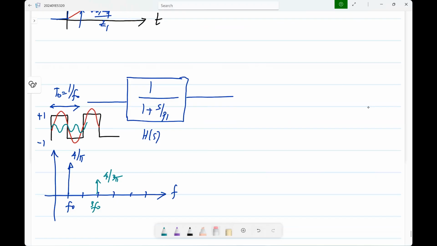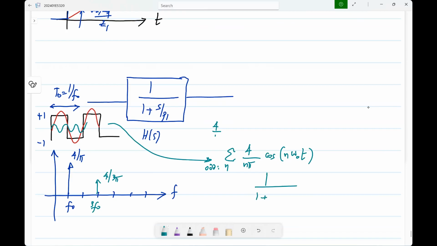Okay, so you have to evaluate this. So this whole thing can be written as summation of 4 by n pi cos n omega naught t, for odd n. And what is the transfer function? That will be 1 by 1 plus j n omega naught by p1, right?